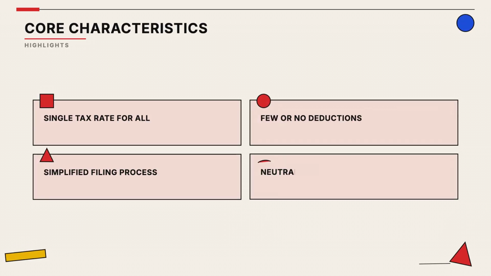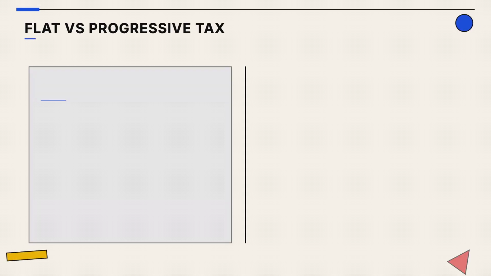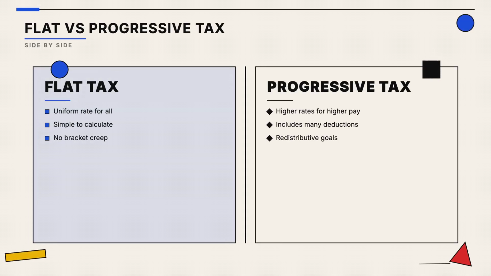Proponents argue this removes complexity. By eliminating deductions and credits, the entire tax code could theoretically fit on a single page. The main difference is that progressive systems increase rates as income grows, whereas a flat tax treats every dollar as equally taxable.